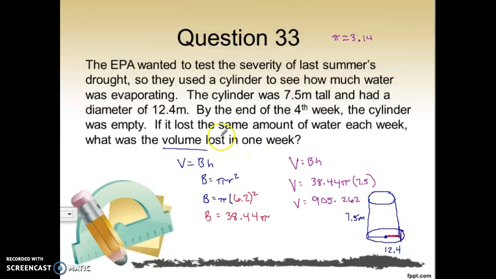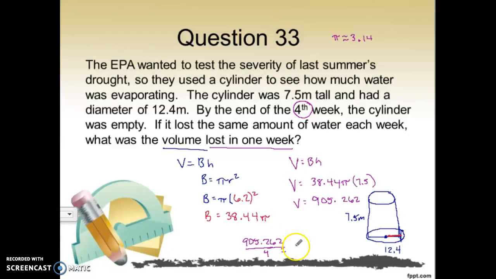But that's not what they're asking me for. They want to know if it lost water every week, how much did it lose each week? So I'm going to divide that by 4. I'm going to take 905.262 and divide it by 4 to find out how much it lost on average each week. I still have that number in my calculator, so I'm just going to hit divided by 4.